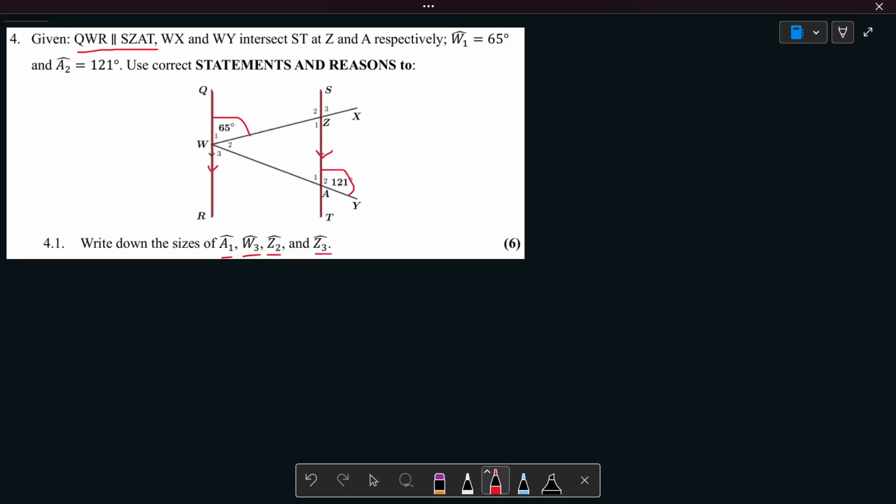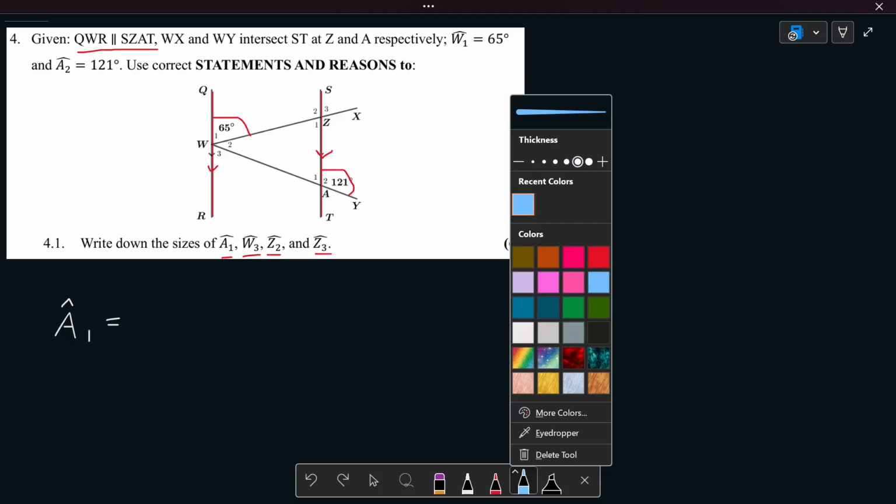Now, what do we need to do in order to find A1? Let's first look, where is A1 on the diagram? A1 is over here. I'm actually going to do it in a different color, in blue. So as you can see, we have A1 right over here.